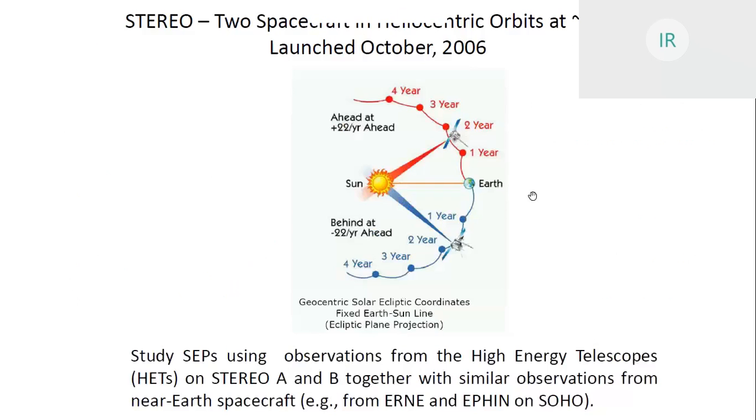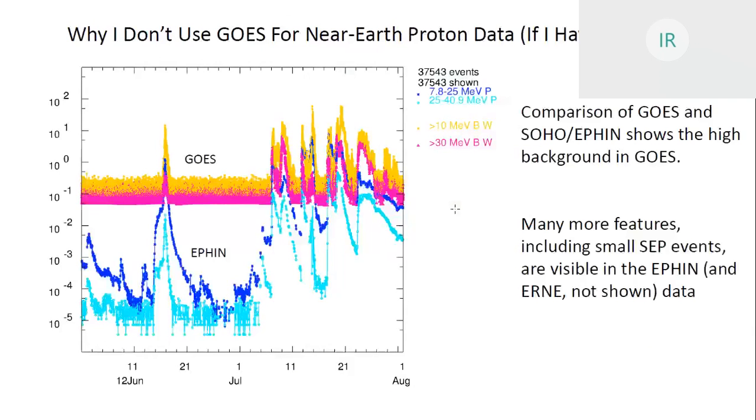And so you're comparing the STEREOs with observations at Earth, and I just put a comment in on why I don't use GOES data. A lot of people use GOES data, which is up here, and I like to use data from the SOHO spacecraft, particularly the EPHIN and ERNE instruments, which have much lower backgrounds. Here's the background in GOES. Here's the EPHIN data, and in GOES people say these are all SEP events, but if you look at the other data sets, you can see there are many more events which you just don't see in GOES. So it's a much better data set. I don't use GOES unless I really have to, because the other data sets are so much more detailed. So bear that in mind if people are using GOES data for particle events.